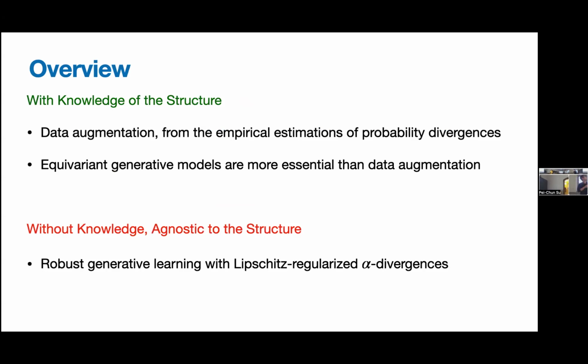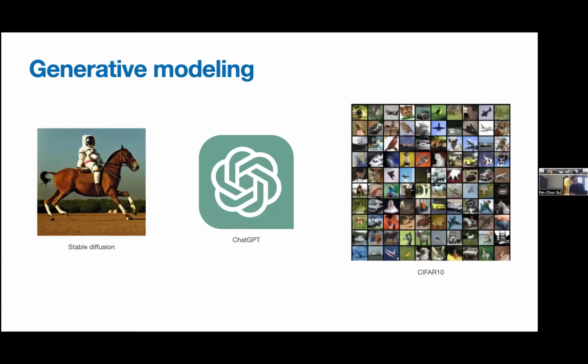In the first part, I will talk about when we have knowledge of the underlying structure of the target distribution, how can we utilize that knowledge to achieve efficient generative modeling? And the second part of the talk is about, suppose we do not have any knowledge about the underlying distribution, can we develop some robust algorithms to achieve efficient generative modeling that is agnostic to the structure of the data distribution?